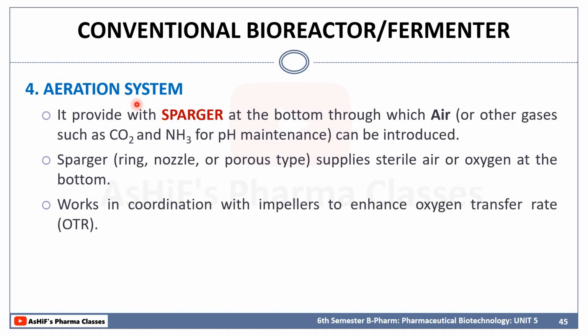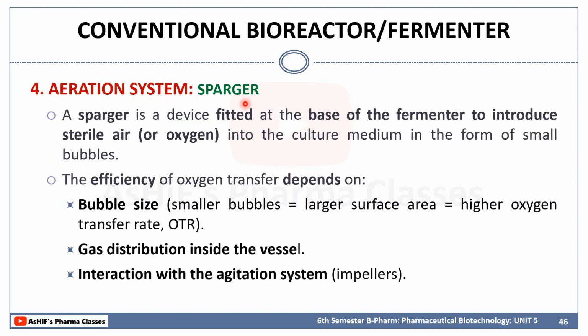Now coming to the next one, that is the aeration system. Sometimes the fermentation process has to be carried out in aerobic conditions by giving aeration like oxygen. Usually a sparger is provided at the bottom through which air, such as carbon dioxide, ammonia, or sometimes oxygen can be introduced. We can use different kinds of spargers to increase the oxygen transfer rate. That is the importance of the aeration system. We have to mix oxygen with the entire product. So there are different kinds of spargers.